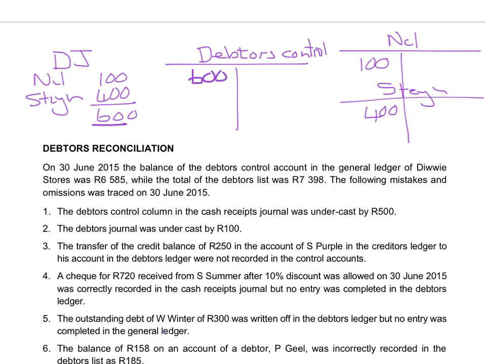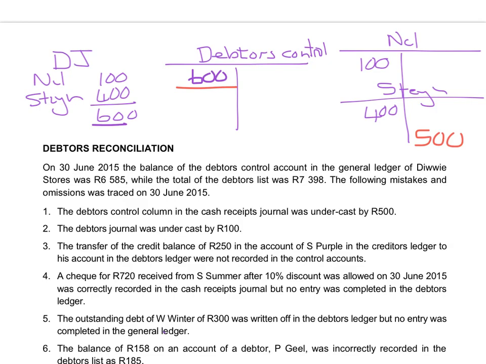Now, if we add the totals in the debtors ledger, we see that the total amount in the individual accounts indicate that 500 Rand is outstanding. In my debtors control, I see that the amount is 600 Rand. That indicates to me immediately that there is a mistake, and I must go and look for the mistakes and correct the mistakes. So first of all, I will ensure to see if I posted all the entries to the debtors ledger, if I transferred all the totals to the debtors control.